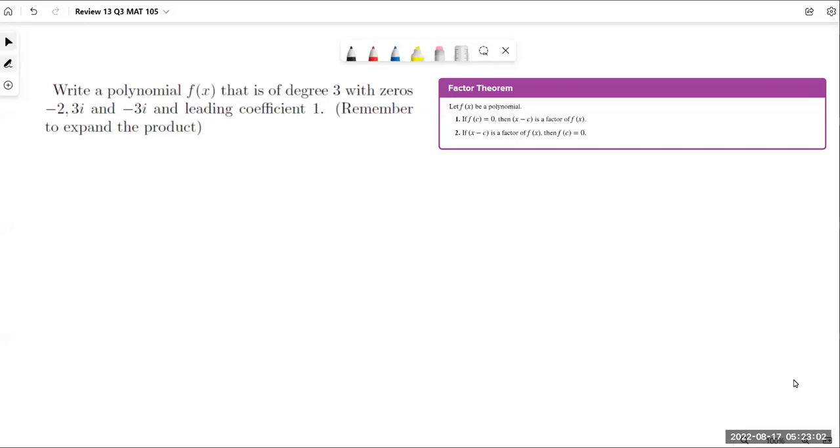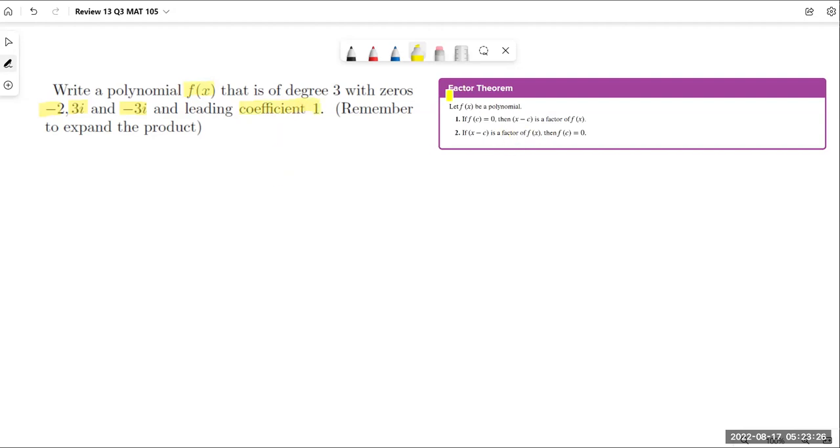Okay, so in this question, we are given 3 zeros, all right? The -2, 3i, minus 3i, and you notice we are given as well the conjugate, 3i, minus 3i, they are conjugates of each other. We are looking for a polynomial that represents f of x with the leading coefficient going to be 1. All right.